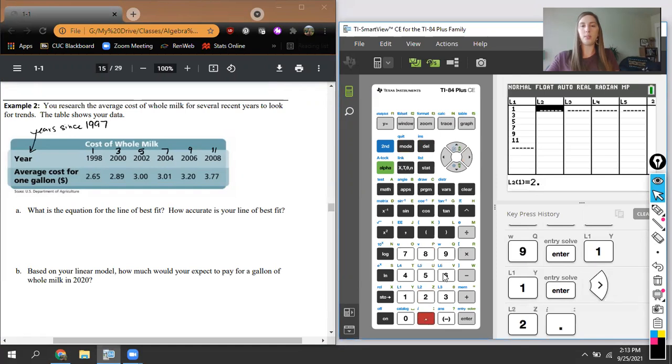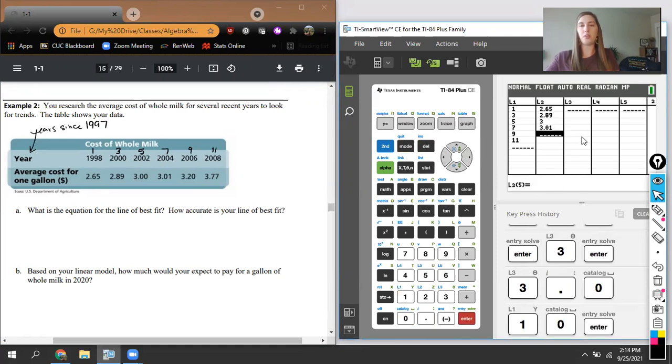So 2.65, the milk price, $2.89, $3. And if you have zeros afterwards, you don't have to type the 0 into your calculator. 3.01. So if I put the 0 afterwards here, see how there's a 0, but as soon as I hit enter, it disappears. So just information there. So 3.2, I'm not going to type that 0 at the end. 3.77. All right, I'm noticing that my lists are the same size. That means I have the same amount of data in list 1 and list 2. And now I'm going to go calculate it out.